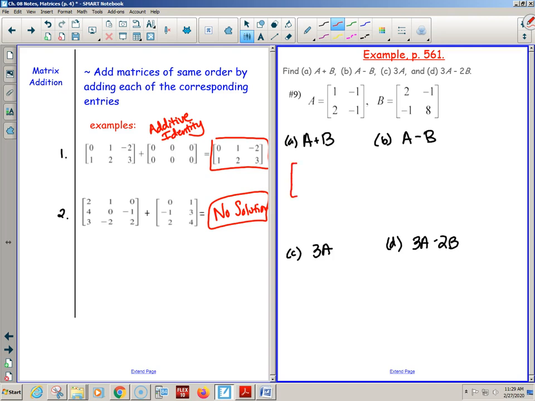Well, you don't have to write it out. I mean, you can just see A and B and go for it. But I am going to warn you on this guy. Would it be safer to triple A and then double B and then subtract?